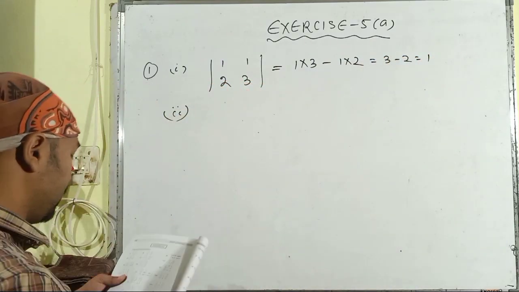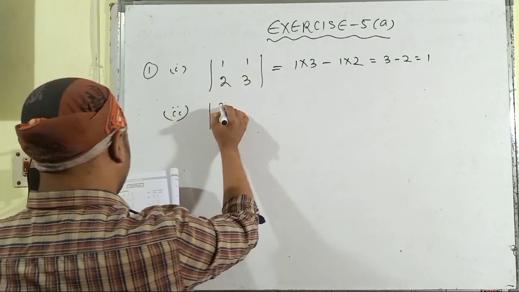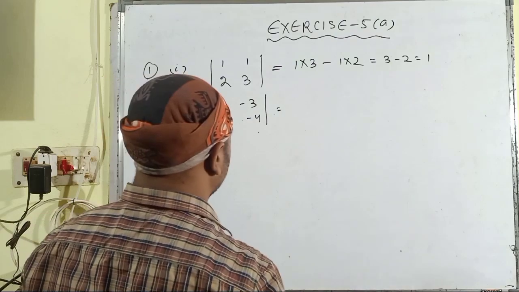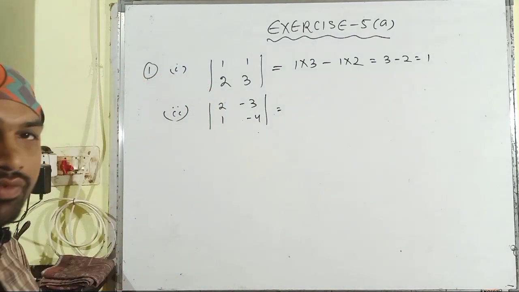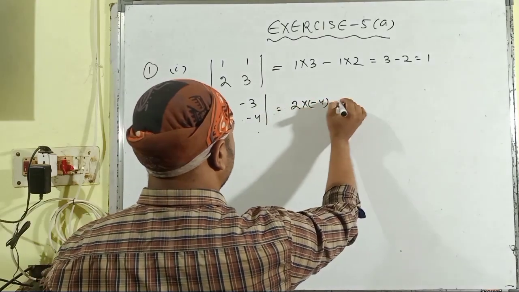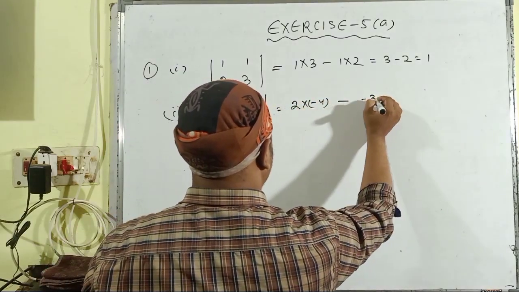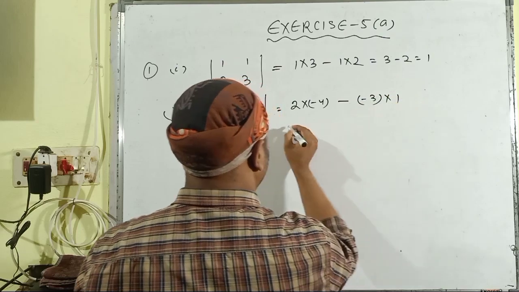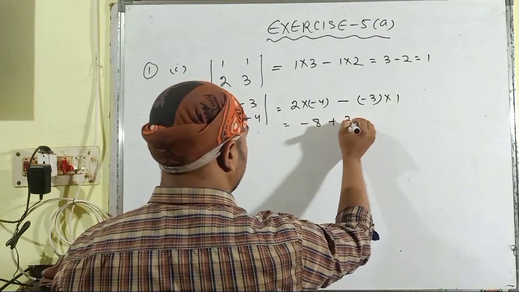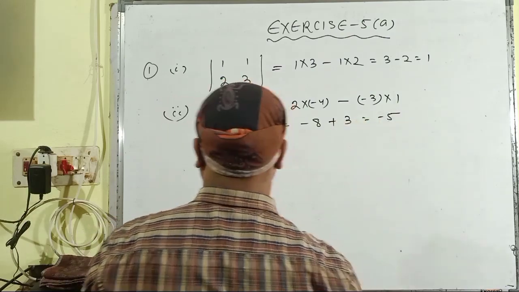Then the second one is here. The determinant of 2, minus 3, 1, minus 4. As per the procedure, to evaluate the determinant of order 2, we have 2 multiplied with minus 4, minus 3 multiplied with 1. Then it is minus 8, minus and minus is plus 3, and that is minus 5.